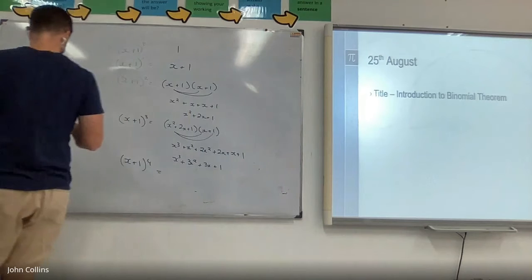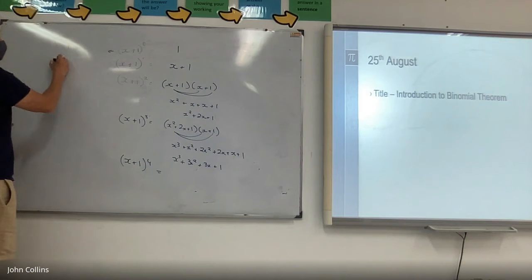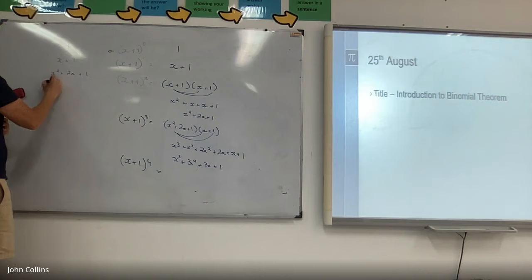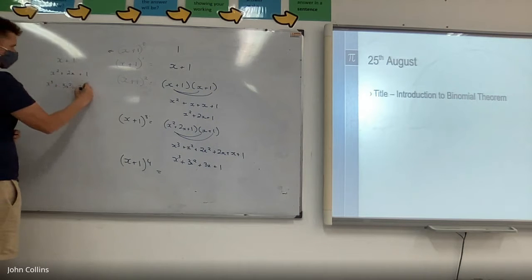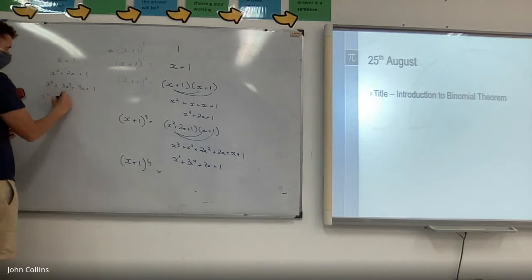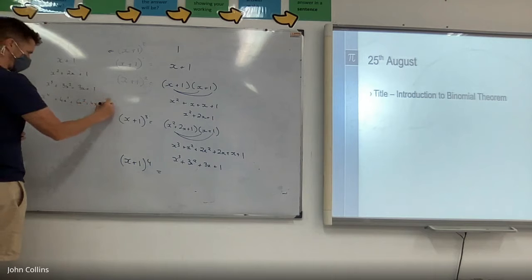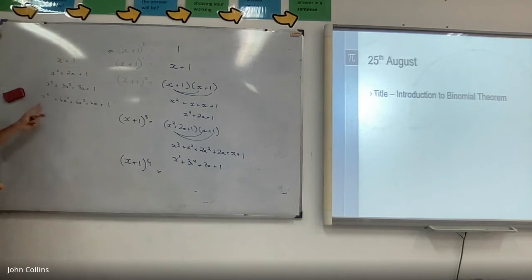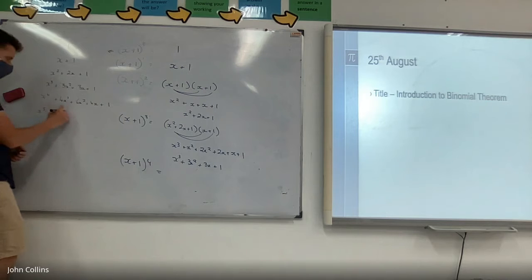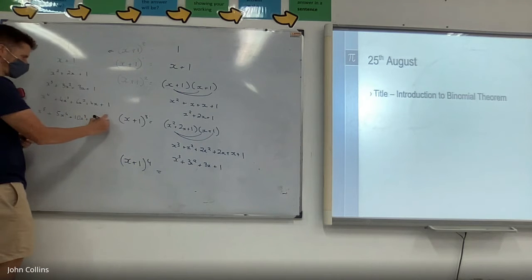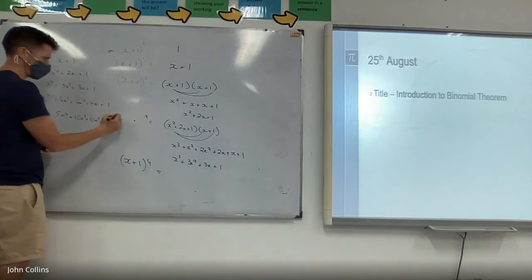So I'm going to start to write out over here in black. 1, x plus 1, x squared plus 2x plus 1, x cubed plus 3x squared plus 3x plus 1, x to the 4 plus 4x cubed plus 6x squared plus 4x plus 1, that's that line. If you've done it correctly, you should get this. Next line, x to the 5 plus 5x to the 4 plus 10x cubed plus 10x squared plus 5x plus 1.